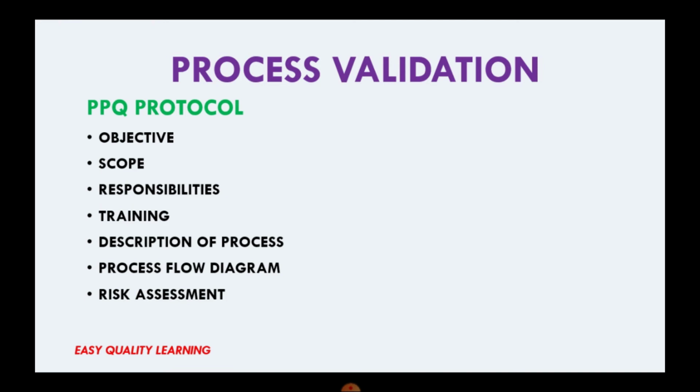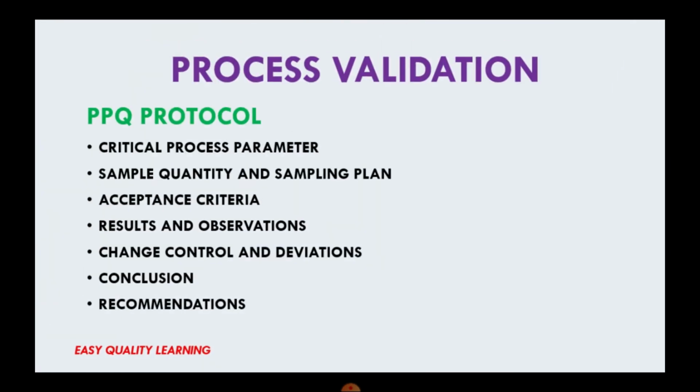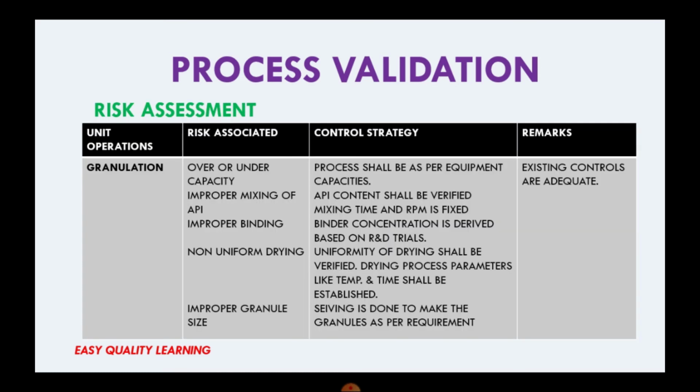First will be objective, scope, responsibilities, training, description of process, process flow diagram, risk assessment, then critical process parameters, sample quantity and sampling plan, acceptance criteria, results and observations, change control and deviation, conclusions and recommendations. So this should be part of the process performance qualification protocol. You need to prepare a protocol as per this.